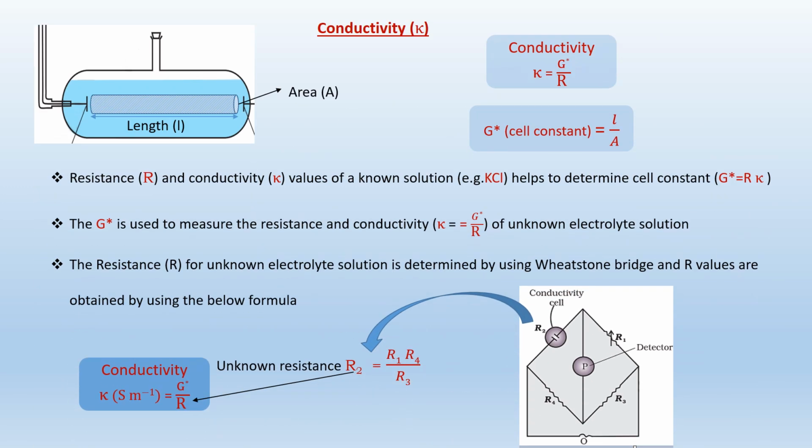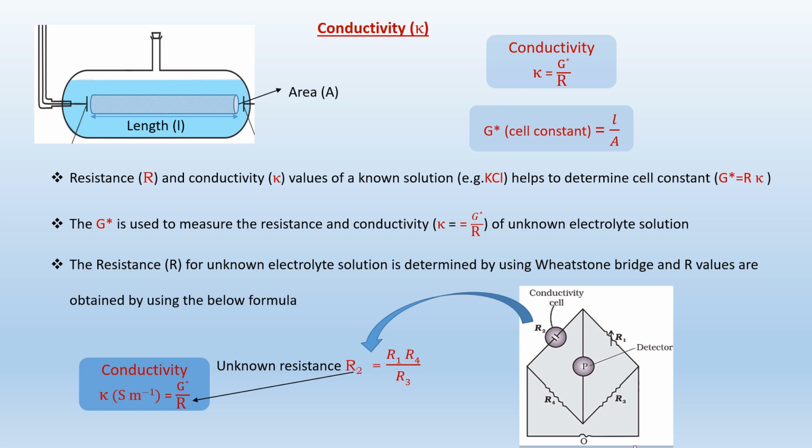The conductivity of an unknown electrolyte can be determined by knowing two values. One is the cell constant and another one is the resistance. That is, kappa is equal to G star divided by R. And the cell constant can be determined by using the l by A formula, that is the length and the area of the solution. See, I have given the figure, the length and the area show the cell constant.